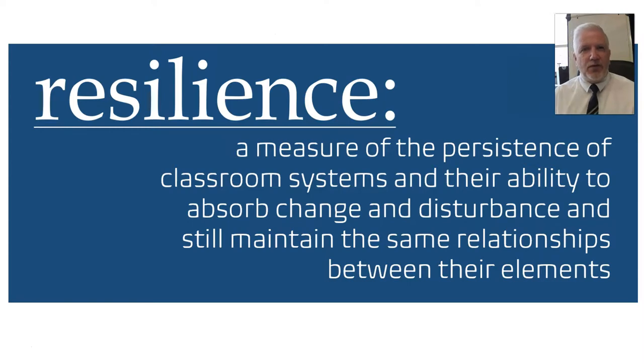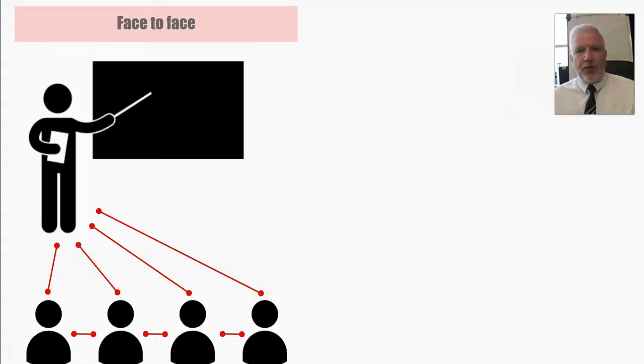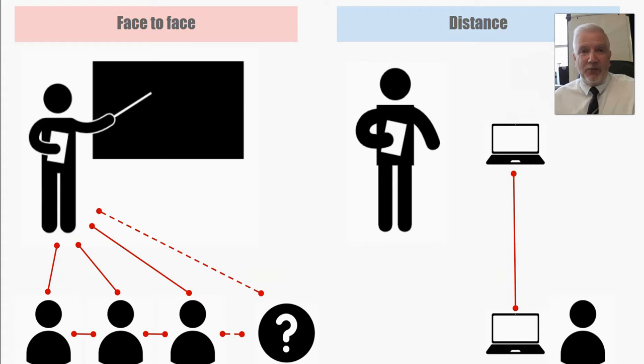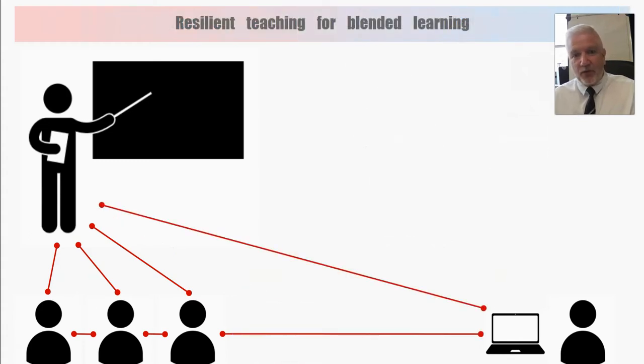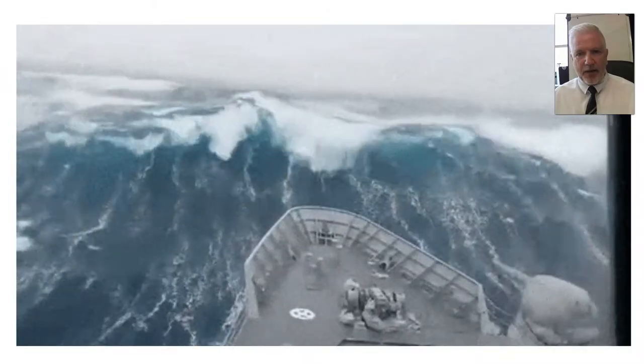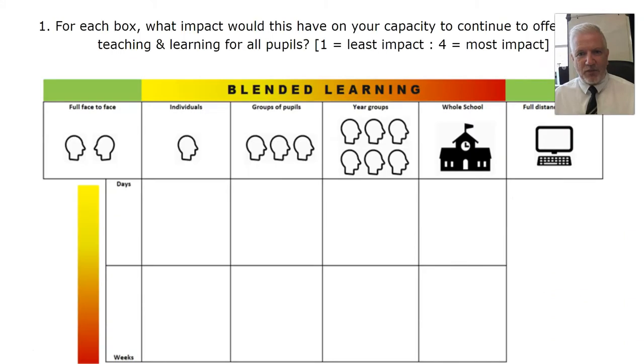And if you remember, this notion of resilience was the measure of persistence of classroom systems, their ability to absorb change and disturbance while still maintaining the same relationships between their elements. So this is us in our traditional face-to-face classroom, and then of course we've got the students that are learning from home. How do you do two jobs at once? Well, you can't, and make that sustainable for teachers. You absolutely can't. So that's what brought us into our resilient teaching for blended learning, and there's our definition coming back in there again. It was this notion of turning into the wave.